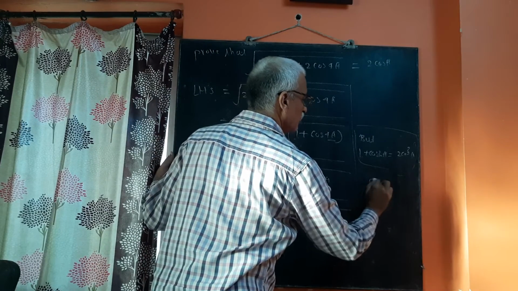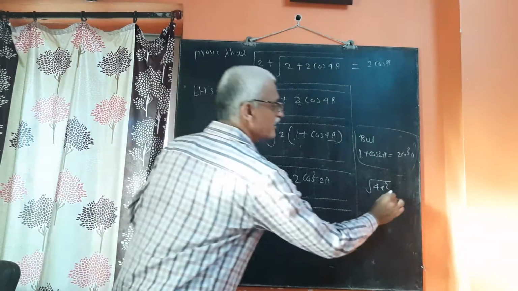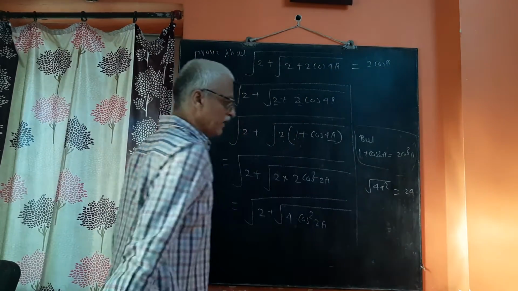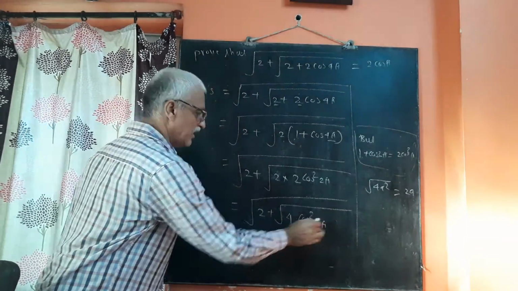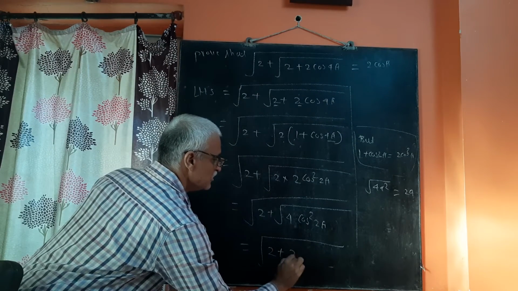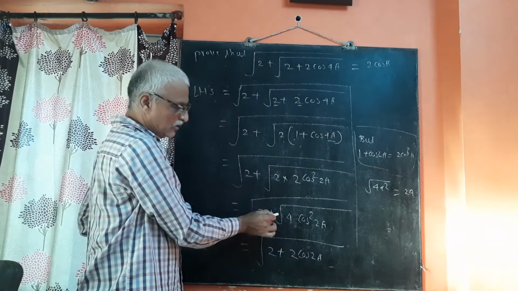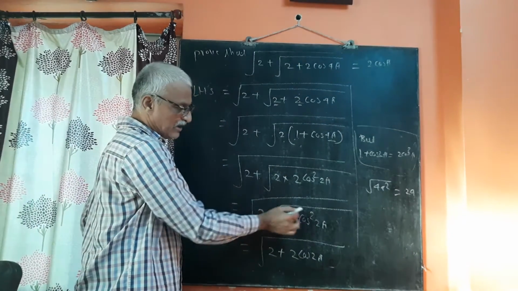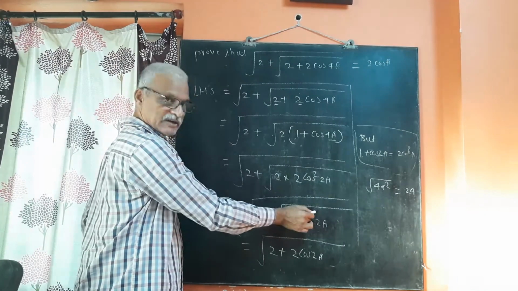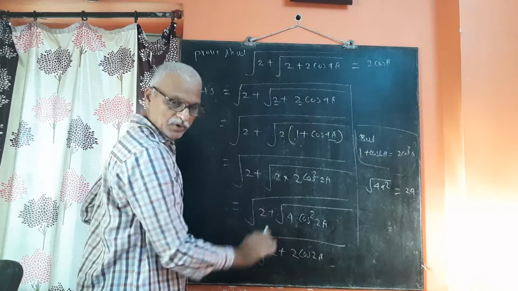Now root of 4 cos square 2a, we know that root of 4a square can be written as 2a. So root of 4 cos square 2a equals 2 cos 2a. The value of square root of 4 is 2, and the square root and square get cancelled, the remaining is cos 2a. So it is root of 2 plus 2 cos 2a.